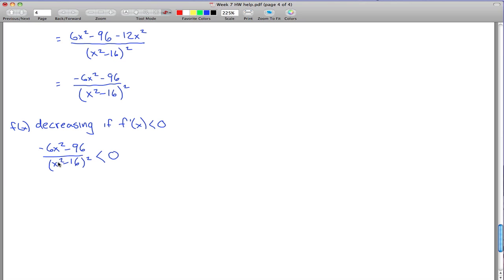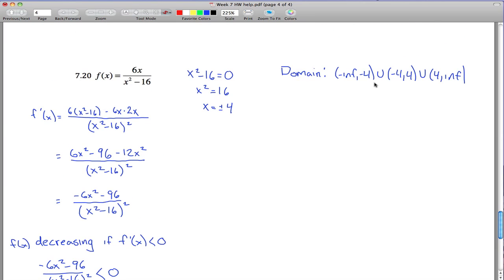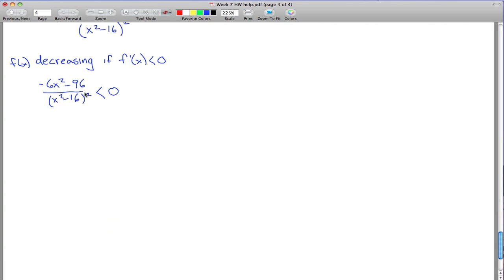But you do have to be careful because this could be 0 and you don't want to multiply both sides of the equation by 0. Fortunately for us, the only time the bottom here is 0 is when x equals 4 and negative 4. And 4 and negative 4 are not in our domain. So none of the numbers in our domain will make the bottom here 0. So because of that, we can multiply both sides by x squared minus 16, squared and get negative 6x squared minus 96 is less than 0, which we can then go on to solve.